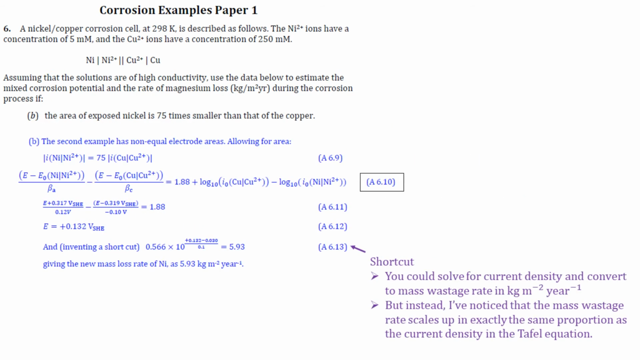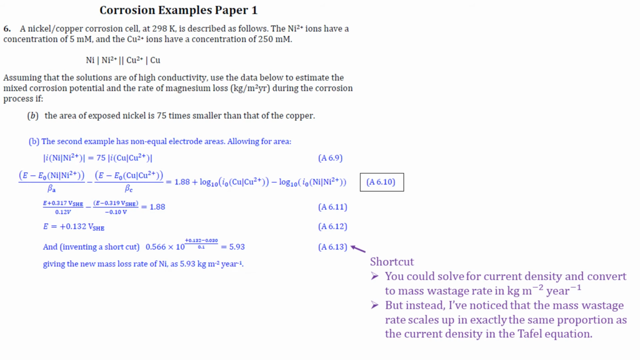Part 6b asks you to do the same again, except now the area of exposed nickel is 75 times smaller than that of the copper. This you're doing to point out the importance of the area effect in corrosion. You're going to end up with a concentrated anode, so you solve by saying the anode and cathode have an equal absolute value of current, and therefore the current density for the nickel anode is 75 times bigger than the current density for the cathode in absolute terms, as in equation A 6.9.